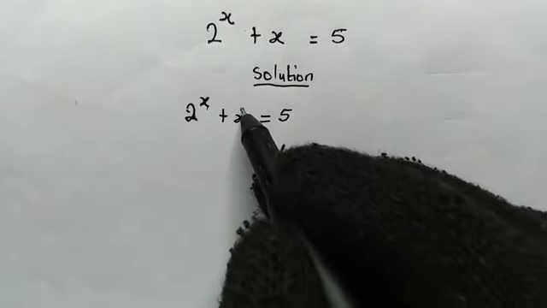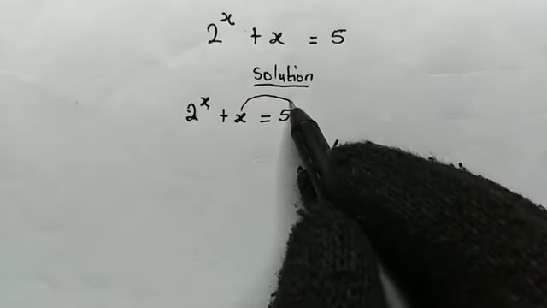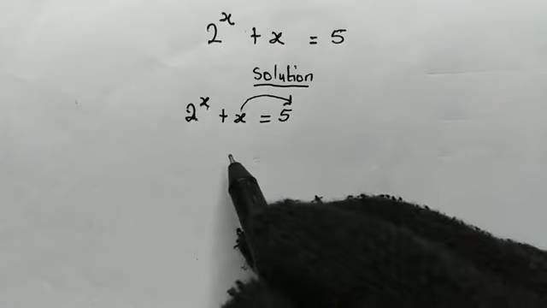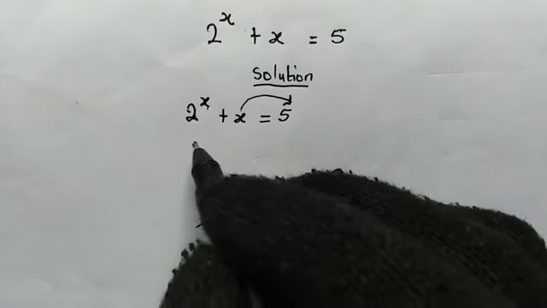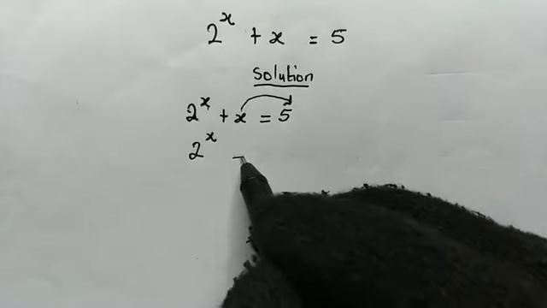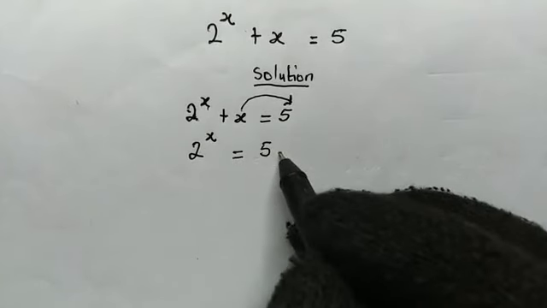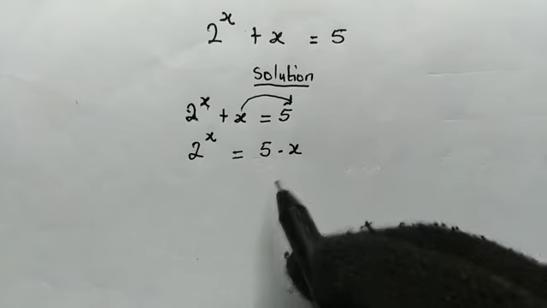In our next step, let us move this x from the left hand side to the right hand side, and it will have opposite sign. So we have here 2 to the power of x, this will be equal to 5 minus x.